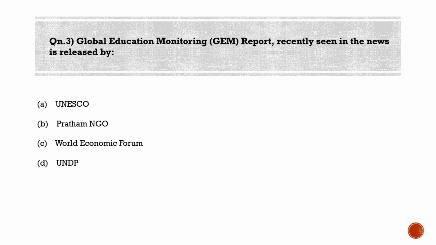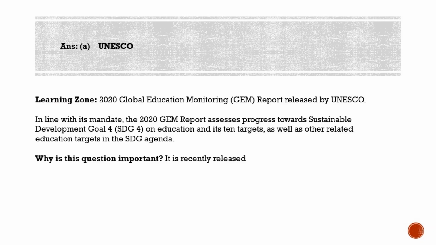Last question is: the Global Education Monitoring Report, recently seen in the news, is released by option A UNESCO, option B Pratham NGO, option C World Economic Forum, and option D UNDP. Guys, the correct answer here is option A, UNESCO only. This Global Education Monitoring Report, its 2020 edition, was released recently by UNESCO. It highlighted that COVID-19 had worsened the inequalities in education systems worldwide.